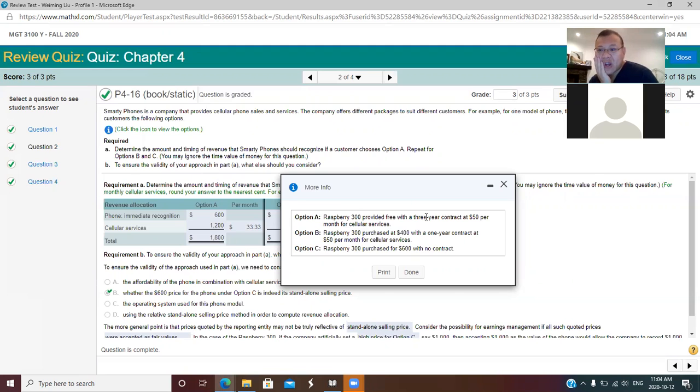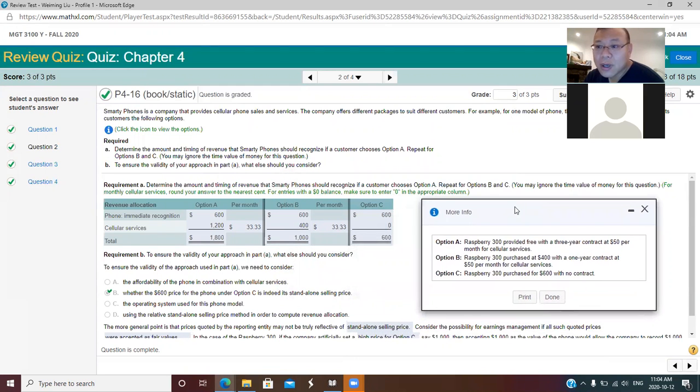You are saying the total cost for cellular service is 1,200, right? I put 0 for the immediate phone recognition for option A because I didn't know it was 600. You can't put 0. If you take a look at option C, there's a cost for the iPhone, right? You have to allocate the standalone selling price. So the phone has to get 600 because that's the phone's standalone selling price.